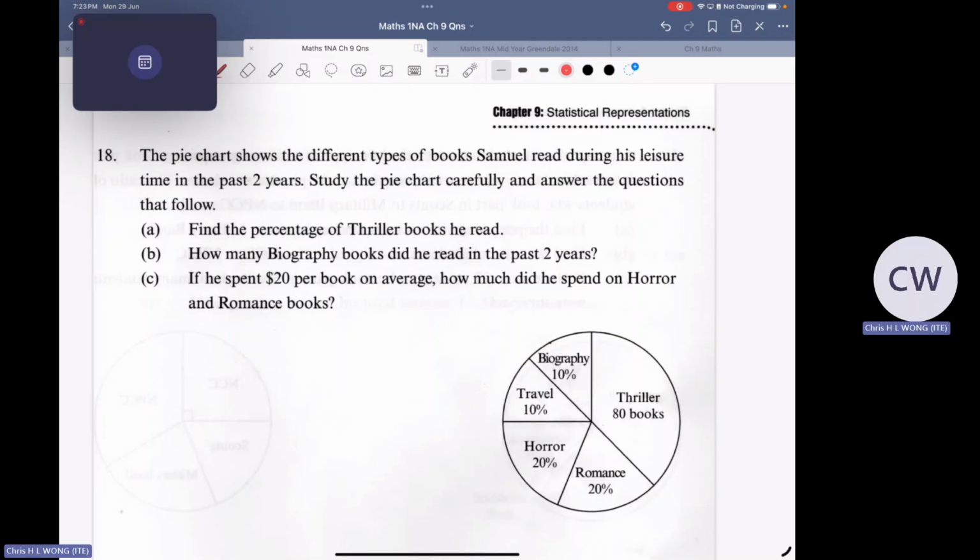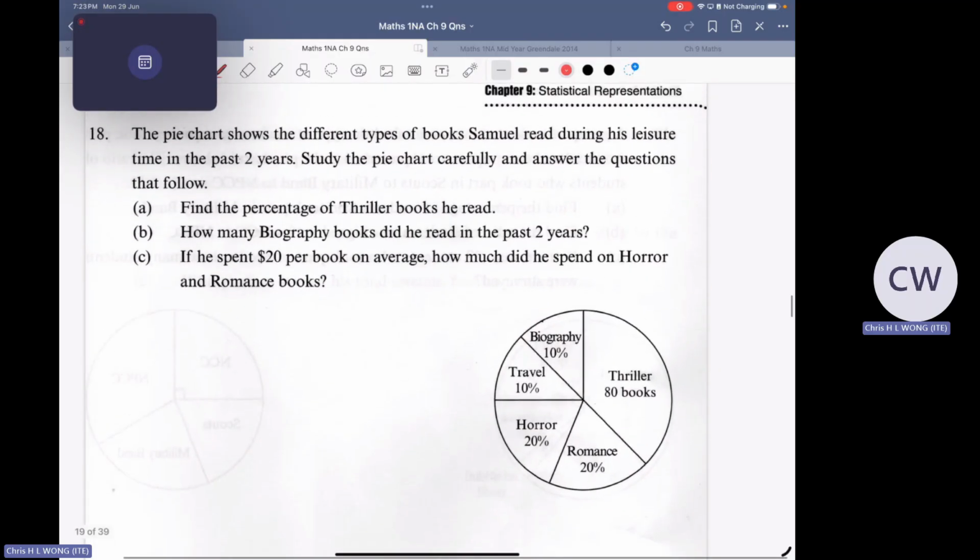Okay, first question. Find the percentage of thriller. This one. How many percent is this? At first glance it is very easy. This one, thriller. 10, 10, 20, 20 is minus 1. Isn't it? First one very easy. I just take 100 minus 10, minus 10, minus 20, minus 10. The first one, very easy. No tricks.